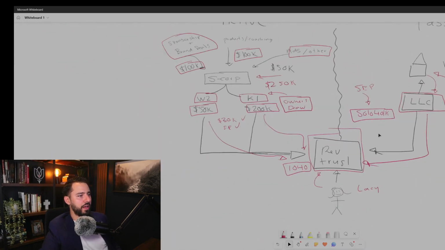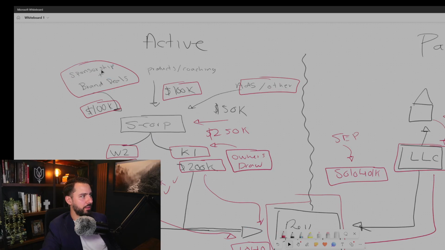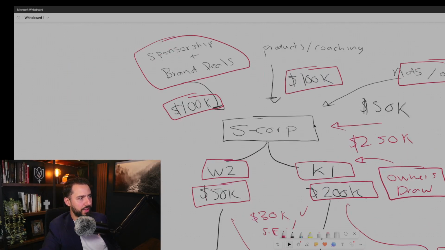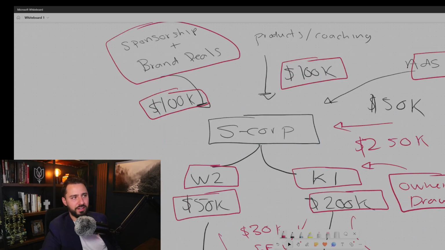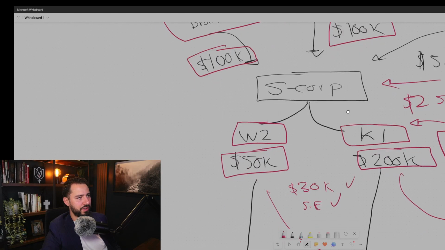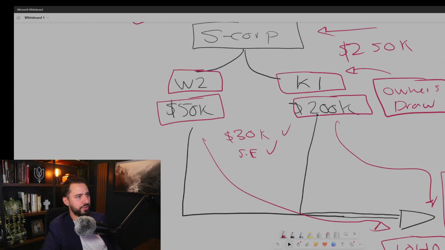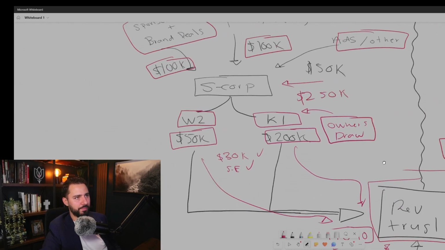Cool. So now she has active income over here, where all her sponsorship deals, her brand deals, product and coaching is all going through the S corporation, right? So these might be 1099 income. This might be other income, but you want to make sure that all of this is going to your S corporation, right? Because at the S corporation, then you can figure out how much you should pay yourself and how much should go through as a K1 draw, right?